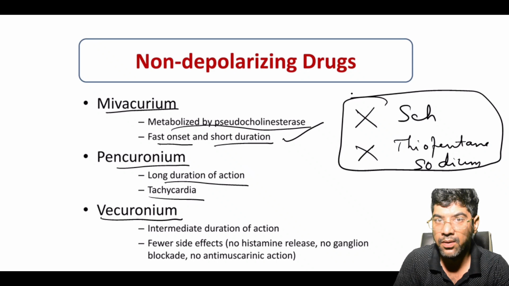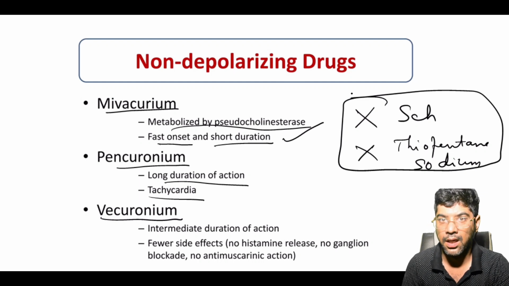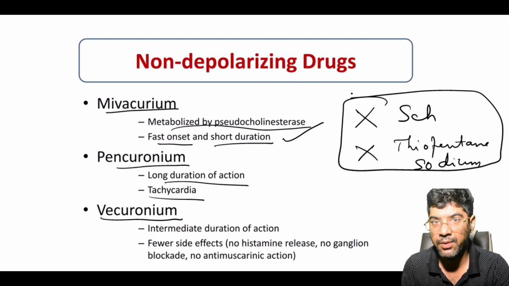Potentiators of competitive blockers: Fluorinated anesthetics can predispose to phase 2 blockade by succinylcholine and cause malignant hyperthermia in genetically predisposed individuals. Aminoglycosides potentiate the effect of competitive blockers by reducing acetylcholine release from the nerve endings. Others like tetracycline, polypeptide antibiotics, clindamycin, and lincomycin also synergize with the competitive blockers.